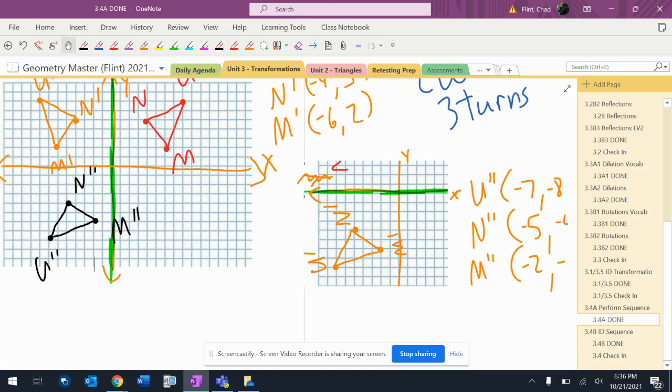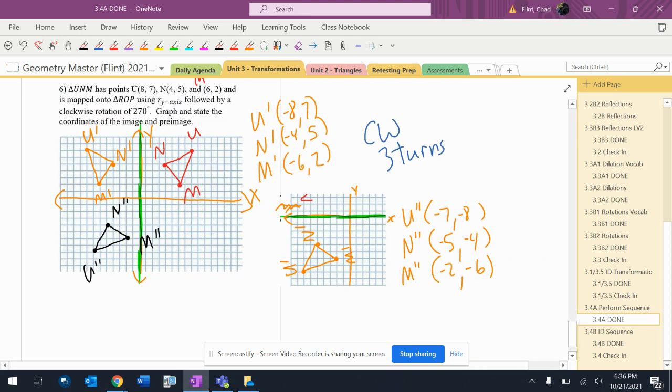Okay, now with the rotation mixed in there, it does make it a reasonable amount harder because I got more stuff going on, especially when the rotation comes second. But if I'm careful, it's not that bad to deal with.